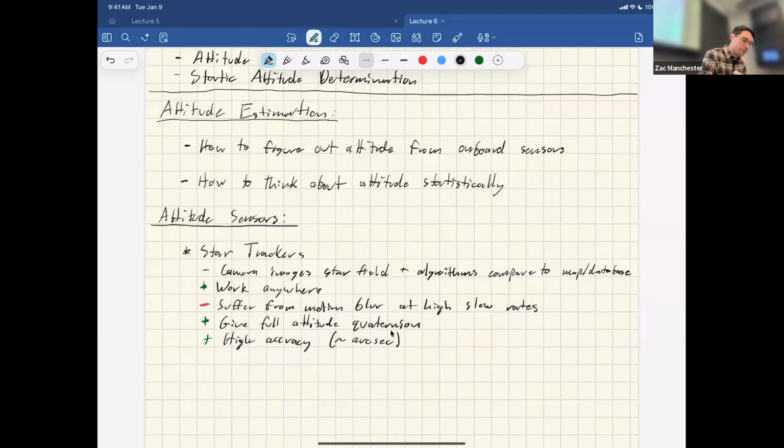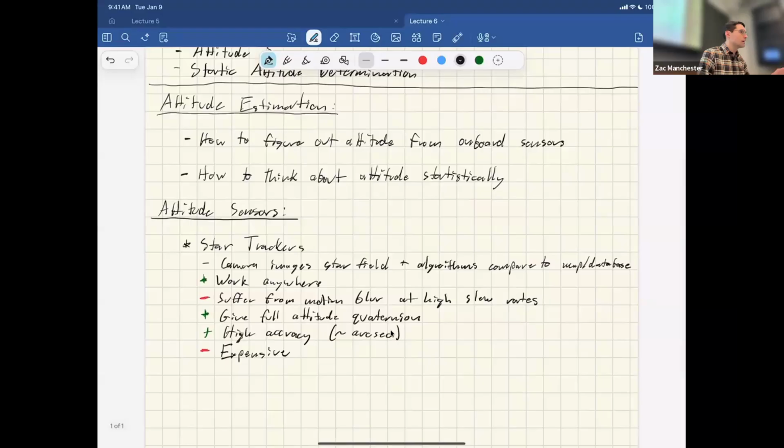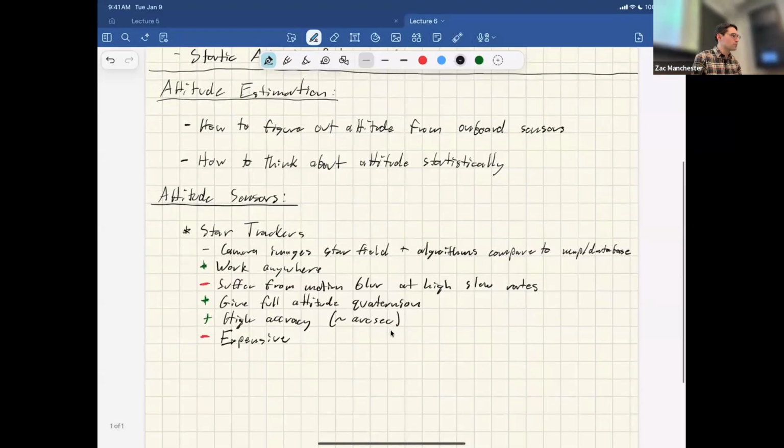Another possible downside here is that if you buy these commercially, they are expensive. Okay, so we have star trackers. You said another one too. What was the other one you said?